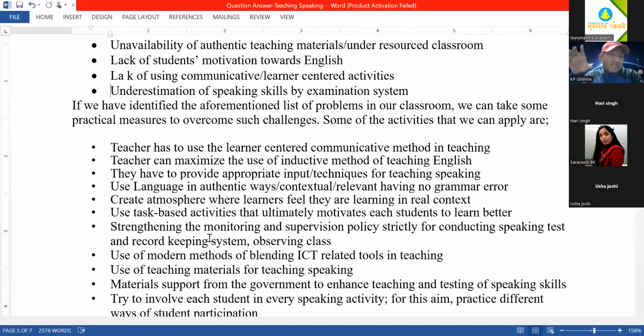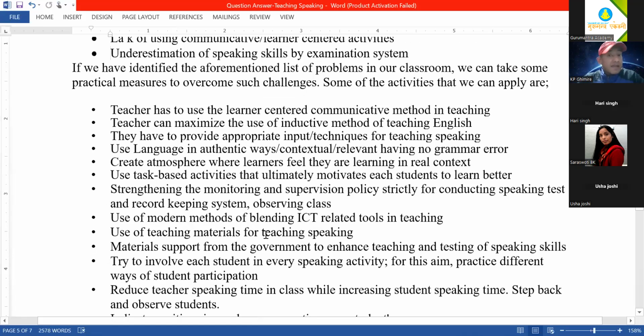Here, teachers have to provide appropriate input or techniques for teaching speaking, use language in authentic ways, contextual, relevant, without grammatical errors. That always supports students to learn language better. Next, create an atmosphere where learners feel they are learning in a real context. So task-based activities are required always.